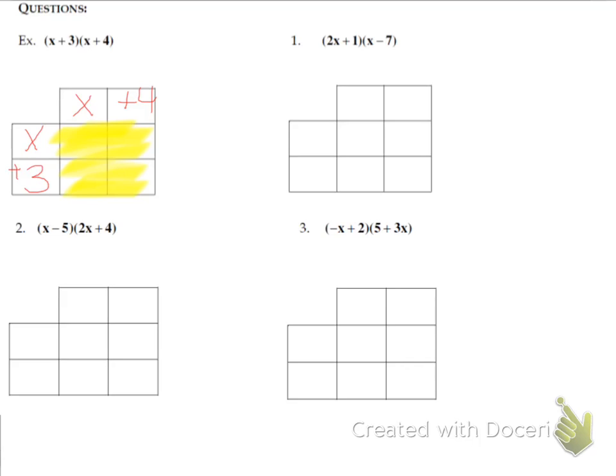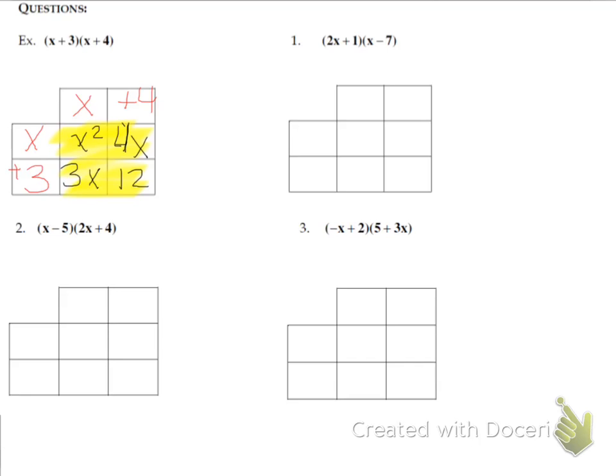So if we do this, it'll be x times x, and our answer is x squared. X times 4, and our answer is 4x. That's for the top row. And then 3 times x, that's 3x. And 3 times 4 is 12.